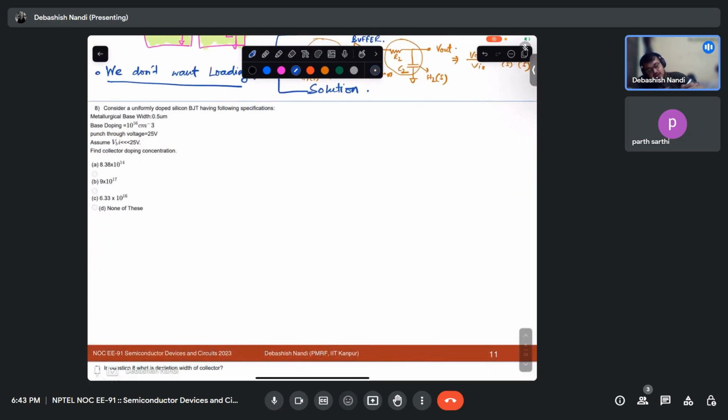Okay, so now moving on to the next problem. Consider a uniformly doped silicon BJT having the following specification. This is given, base doping is given, punch through is given. Okay, by the way, what is punch through?